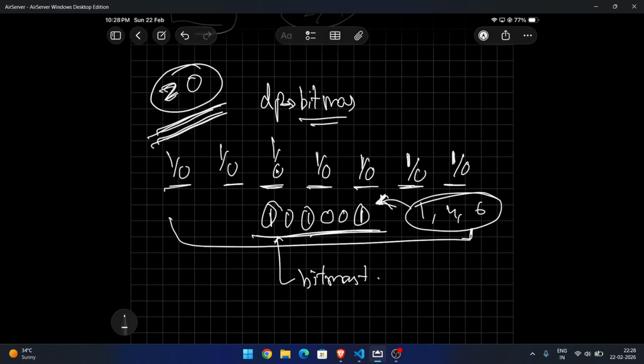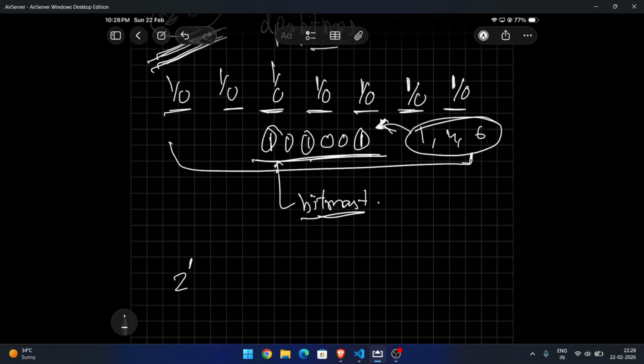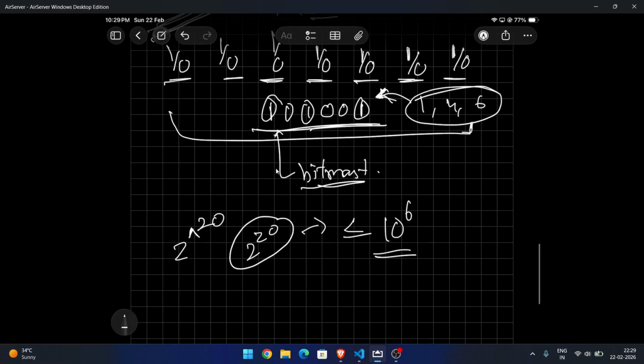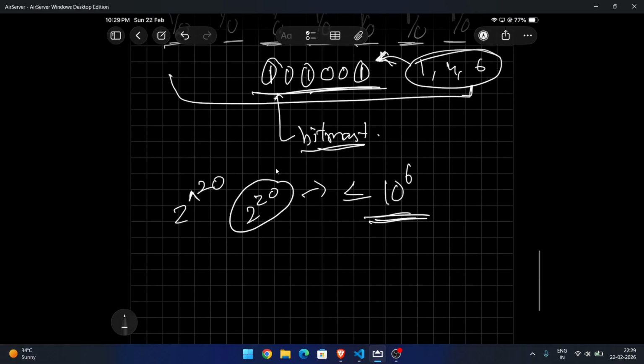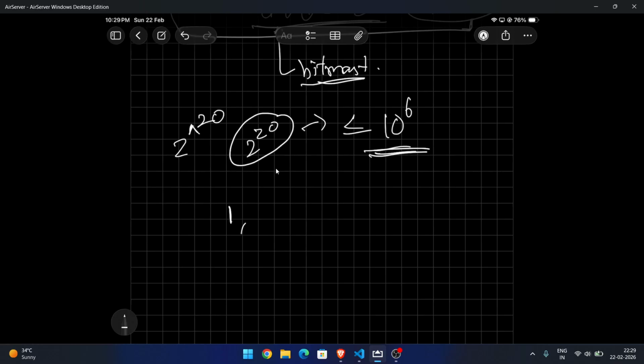Bitmask. We are masking every position in binary value. It would give us a value, and we would get a total of 2 to the power 20 possible numbers, so that this value is less than 10 to the power 6. That's why we can iterate through every possible position, or every possible mask.